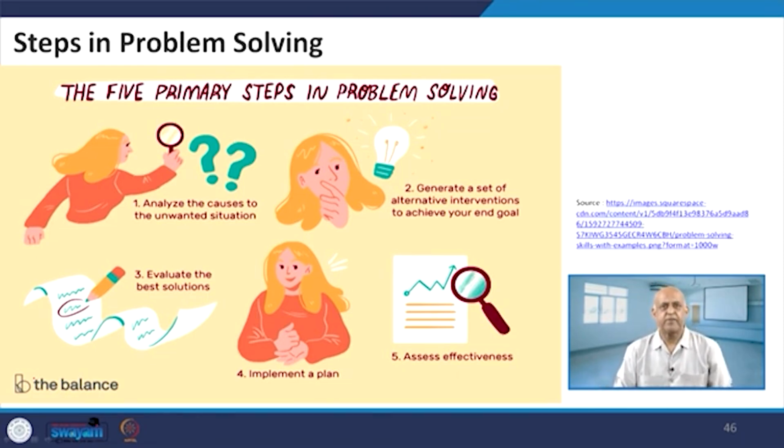So, the five primary steps in problem solving are: first, analyze the causes of the unwanted situation and generate a set of alternative interventions to achieve your end goal. Whenever we search for solutions, especially as a leader, we have to create as many alternatives as possible, because when you create a number of alternatives, you will be able to evaluate them.